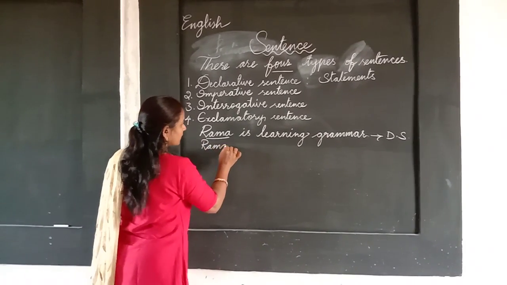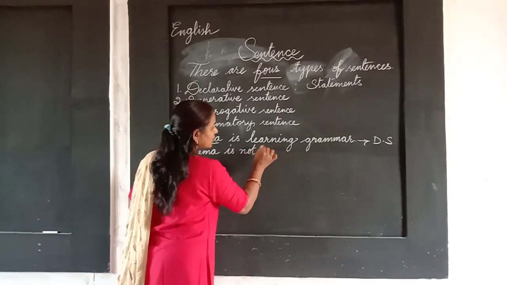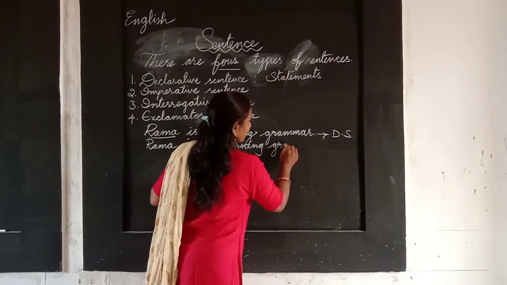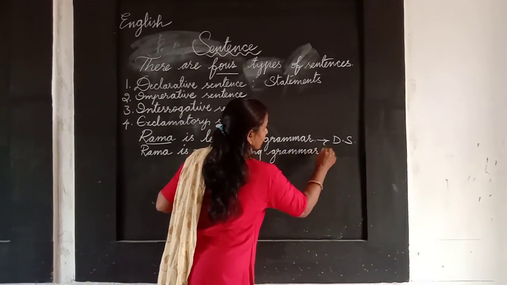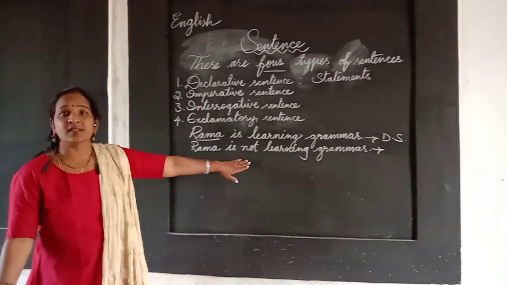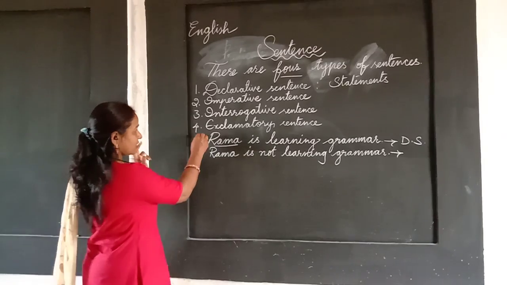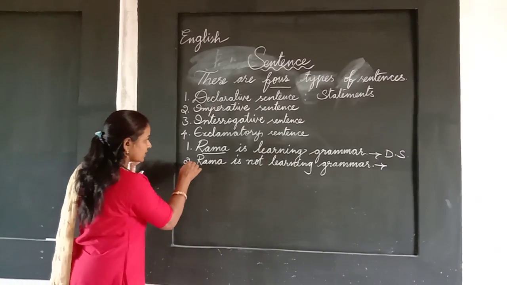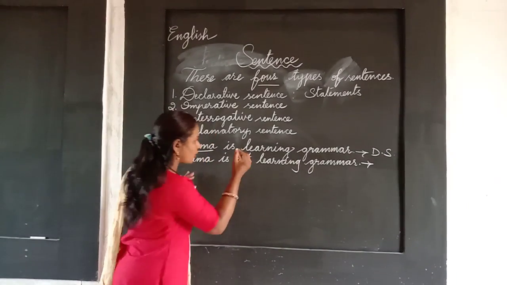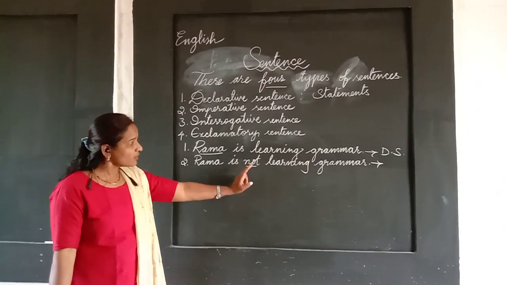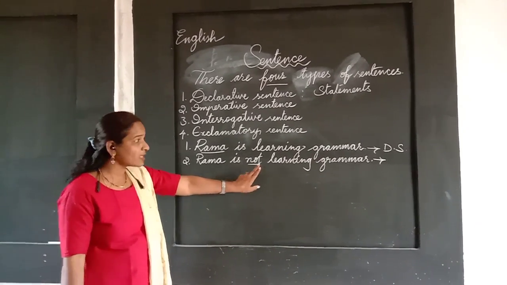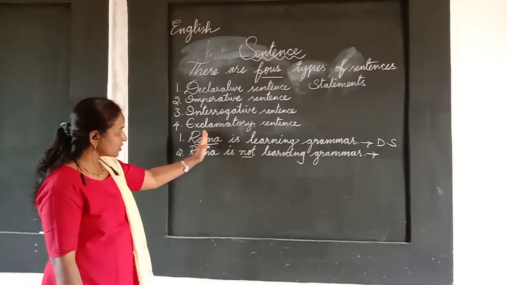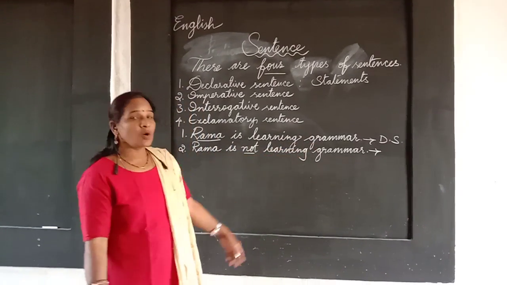Rama is not learning grammar. This is a negative sentence. The first one is affirmative, or else you can call it a positive sentence, and the second one is a negative sentence. Since we used not, whenever you find no or not in the sentence, that's called a negative statement. And this is called a statement in which you find a subject, a predicate and an object.